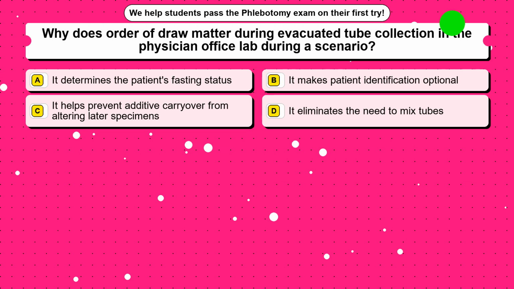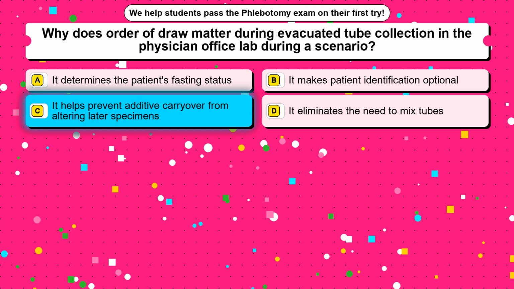Question 41. Why does order of draw matter during evacuated tube collection in the physician office lab during a scenario? Option A. It determines the patient's fasting status. Option B. It makes patient identification optional. Option C. It helps prevent additive carryover from altering later specimens. Option D. It eliminates the need to mix tubes.